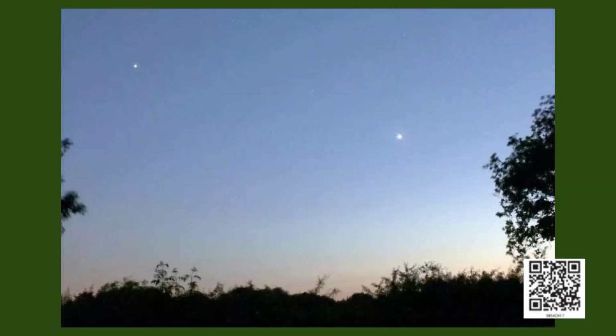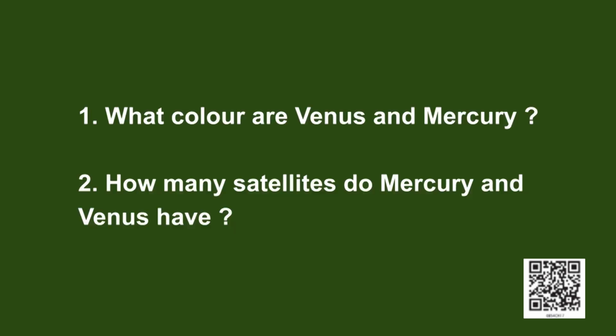Venus, just like Mercury, is visible only for a short duration just before the sunrise or just after the sunset. However, unlike Mercury, it is very easy to spot Venus because of its brightness. Here is an assignment for you. What color are Venus and Mercury? Also find out how many satellites do Mercury and Venus have.